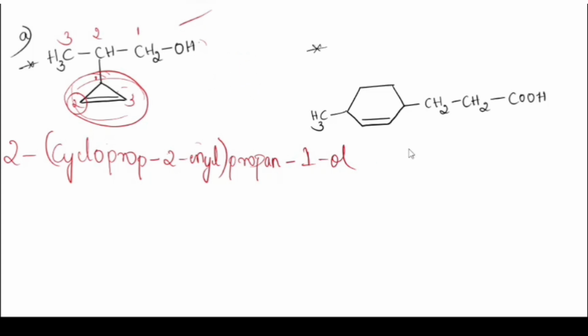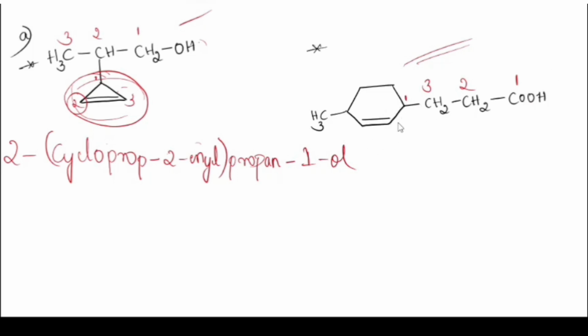Now we'll move on to the next thing, which is this particular one. Here, the ring does not contain any functional group, but it contains a multiple bond. And here in the side chain, we can observe that it contains carboxylic acid. Generally, carboxylic acid will get the highest priority, and it has to be treated as the main parent chain. That's why for this particular one, we have to number. Correct.